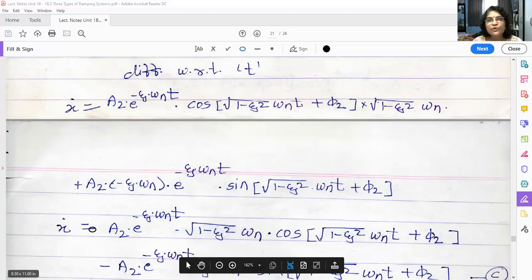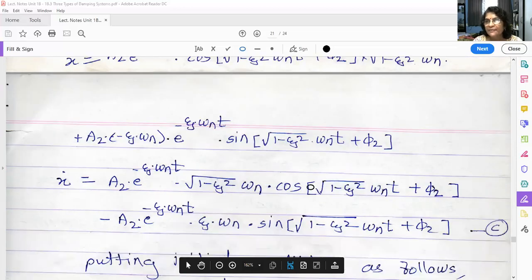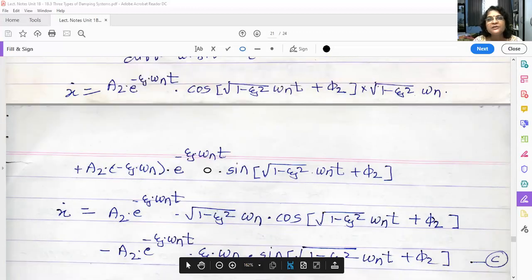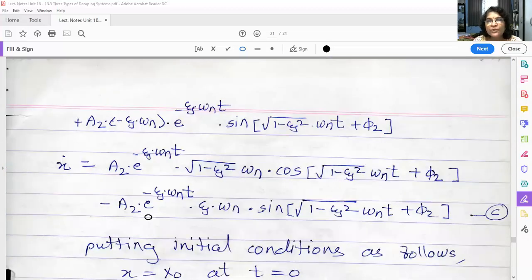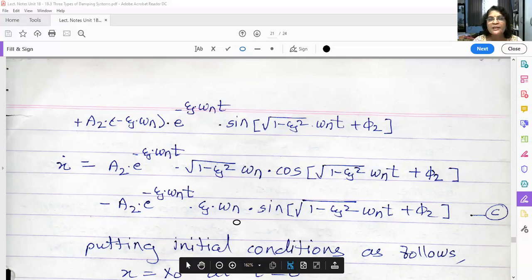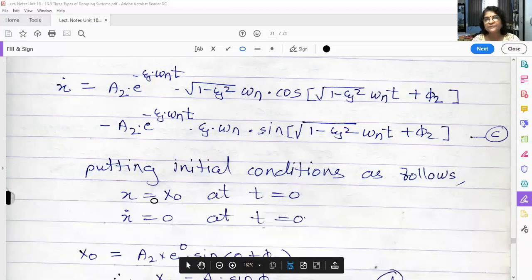X dot is equal to A2 e raised to minus zeta omega n t into square root of 1 minus zeta square into omega n into cos of this angle, minus. Why minus? Because here this term, minus zeta omega n, is negative. So minus A2 e raised to minus zeta omega n t into zeta into omega n into sine of this angle. Now we have to put the initial conditions.